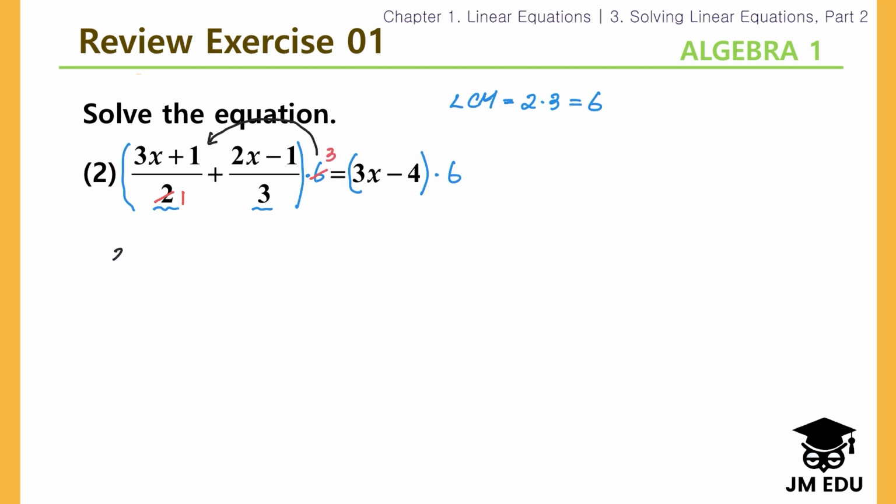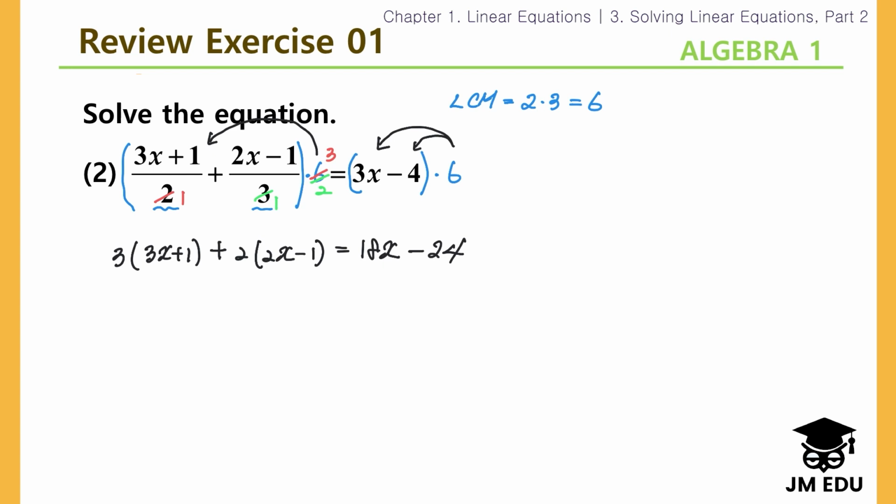So that's going to be 3 times all of the numerator, 3x plus 1. Plus, 3 times 1 is a 3. 3 times 2 is a 6. So the second term would be 2 times 2x minus 1. So that is equal to, here we can just eliminate this parenthesis, 6 times 3x, 18x. And 6 times minus 4, minus 24, right?